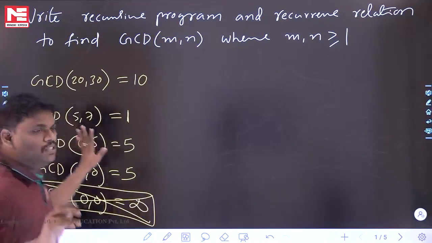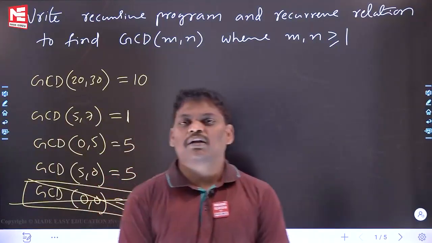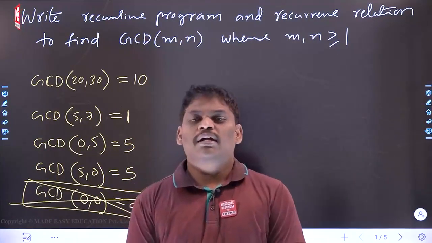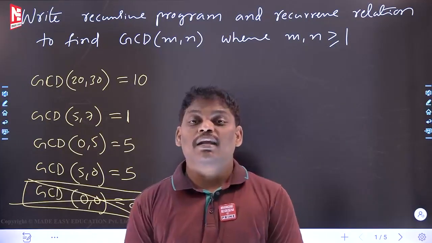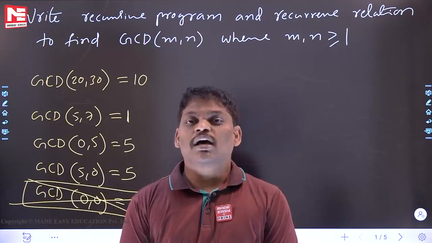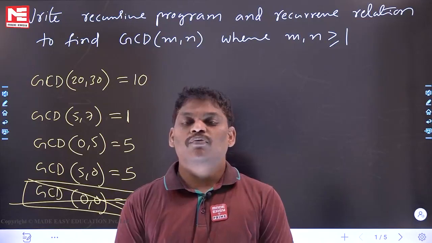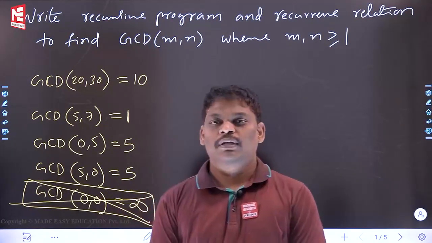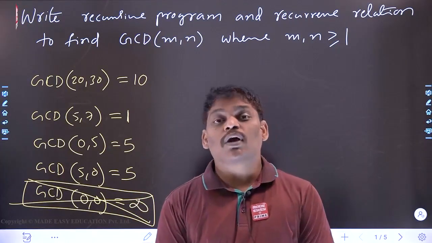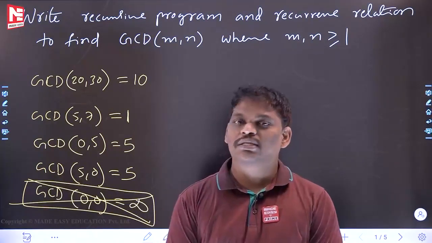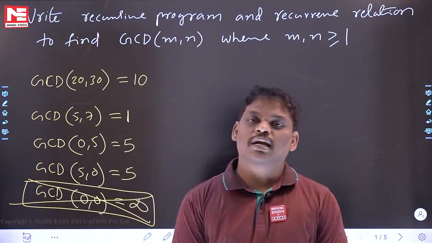I think this is the GCD. Little bit rough diagram I explained. Now can you help me with one small line? What is the GCD of m comma n if m is 0? If m is 0, answer is n. If n is 0, answer is m. If both are 0, GCD is not defined.